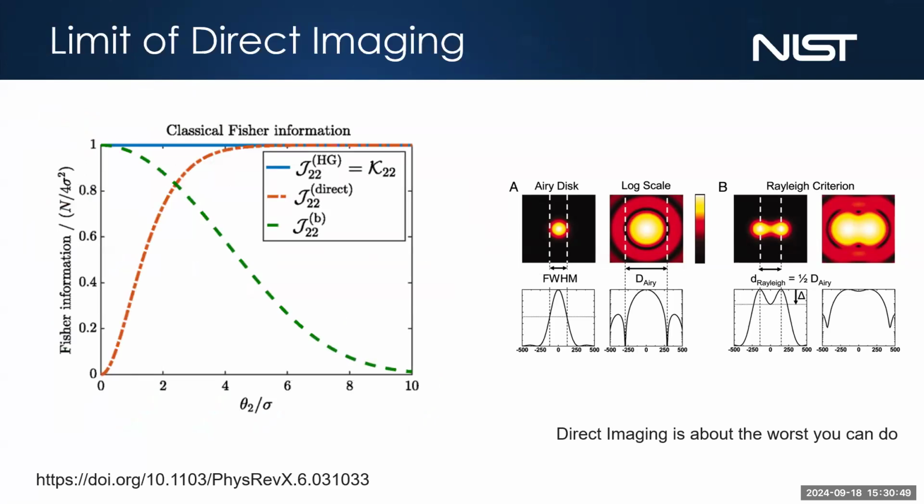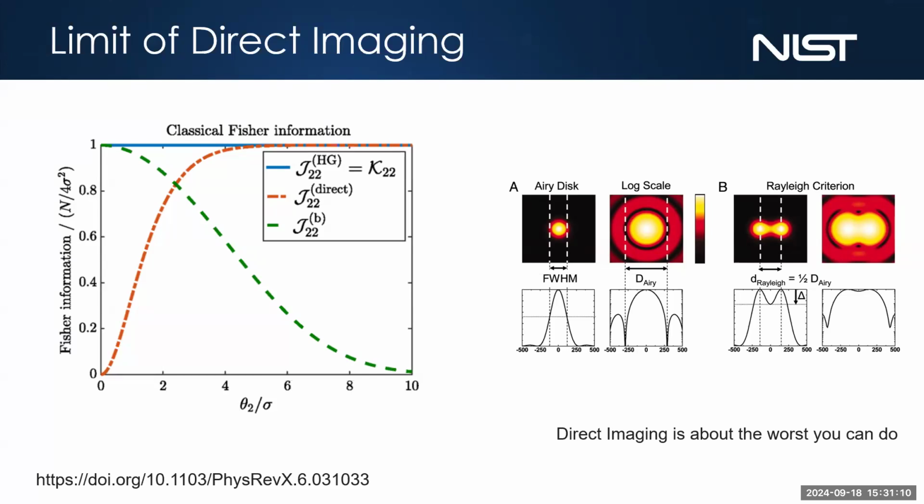Again, remember, we are counting every single photon. So how much information can you get from that event, from a single photon detection event? For that, you use the Fisher information approach. That's something that tells you how much you can learn. And on this axis here is the distance between the two Airy disks.